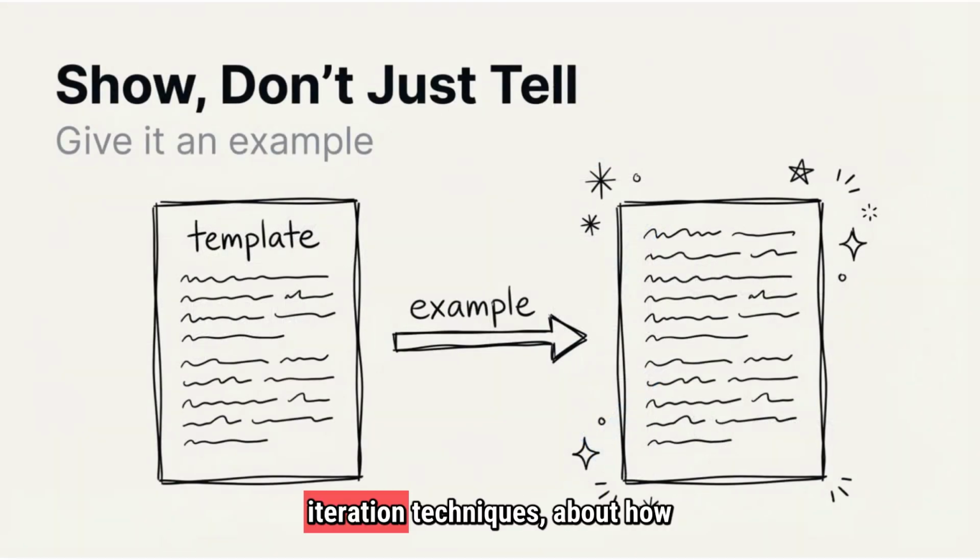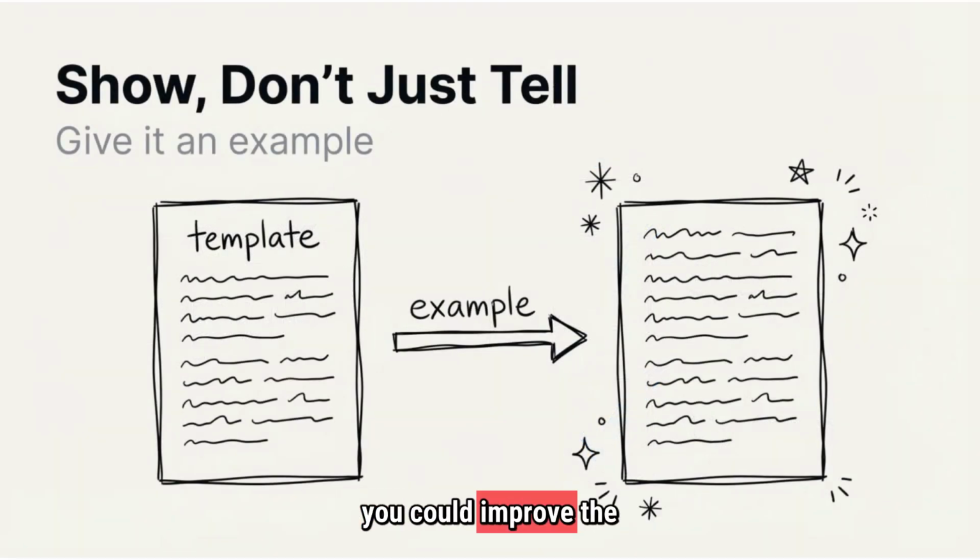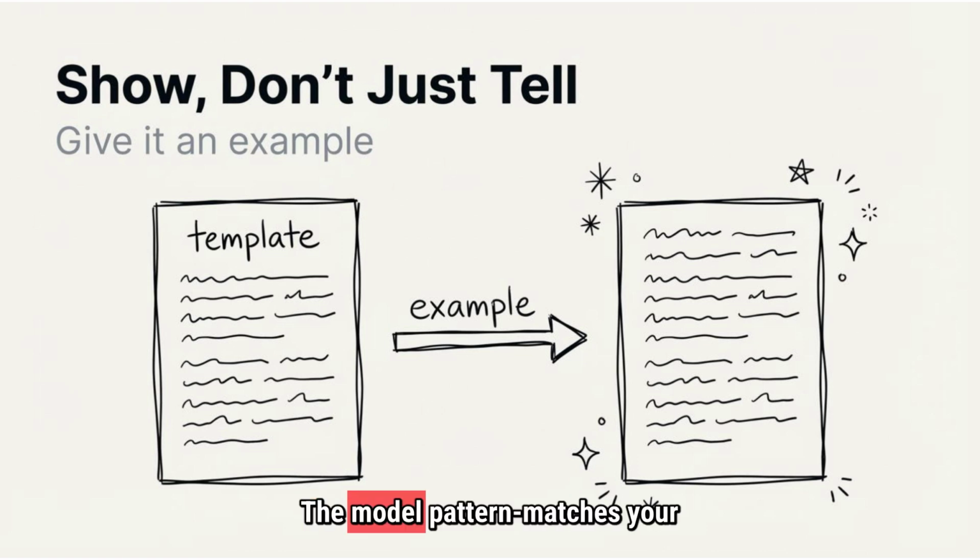Now let's talk about iteration techniques, about how you could improve the returned response for your prompt a bit more. The first one is few-shot prompting. Instead of just describing what you want, you show the model one or more examples of a good answer. Research shows that even a single example can improve accuracy by 15 to 40% on complex tasks. The model pattern matches your example and mirrors the style, making it more accurate for your request.